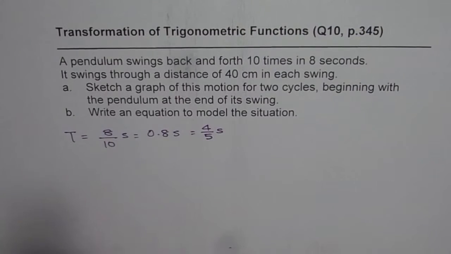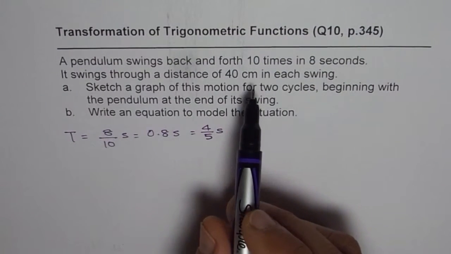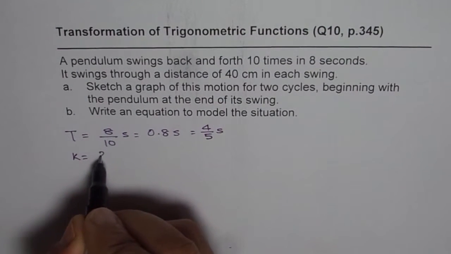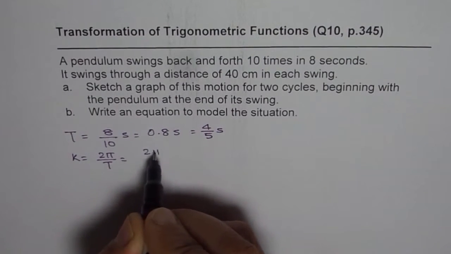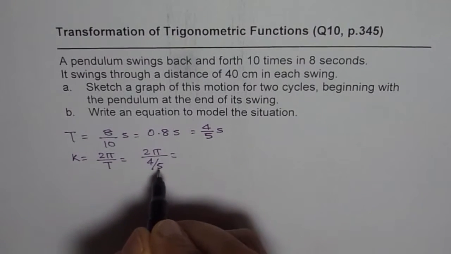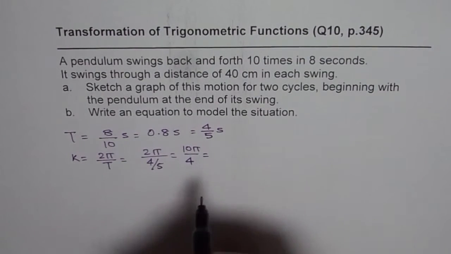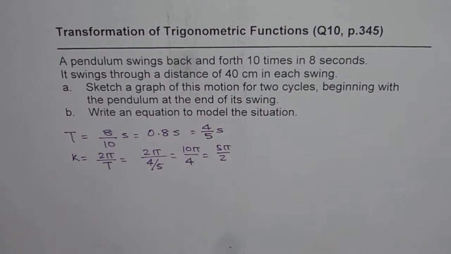Once we know the time period, in the sine or the cosine function, whichever you want to use, we can write the trigonometric equation with k as 2 pi by T. So k will be 2 pi by, fraction is good to use here, 4 by 5. That gives us 10 pi by 4, or 5 pi by 2 as the k value. Now let's try to sketch it and then we'll get back to the equation.